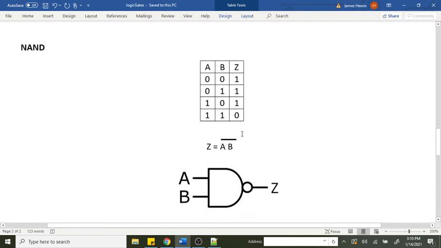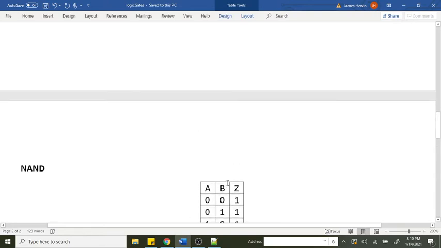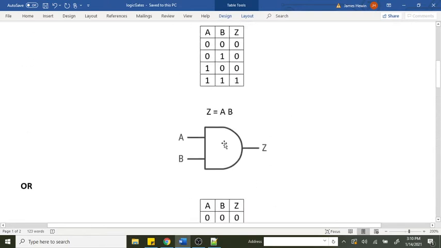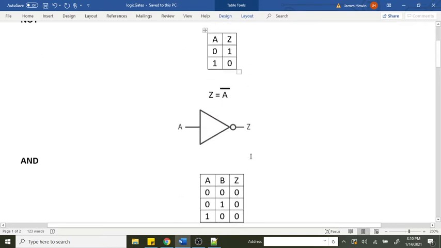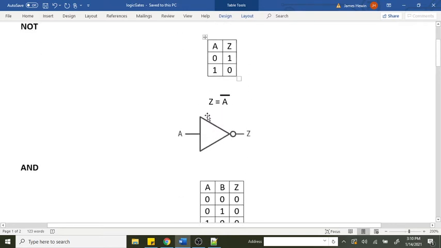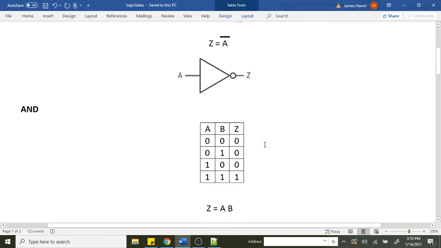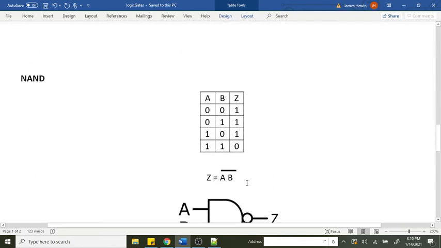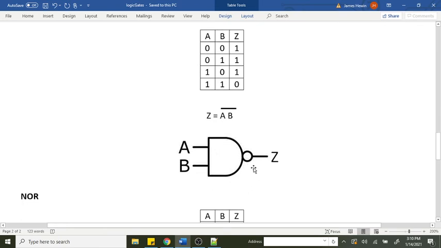Now the NAND is a combination of the AND and the NOT. So you can see on the gate here, the gate looks like an AND gate, but it's got the bubble from the NOT gate. We don't draw it with the triangle with the bubble, we just put a bubble on the output of the AND gate. So this is essentially saying that we're doing an AND function and then we're going to invert the output.